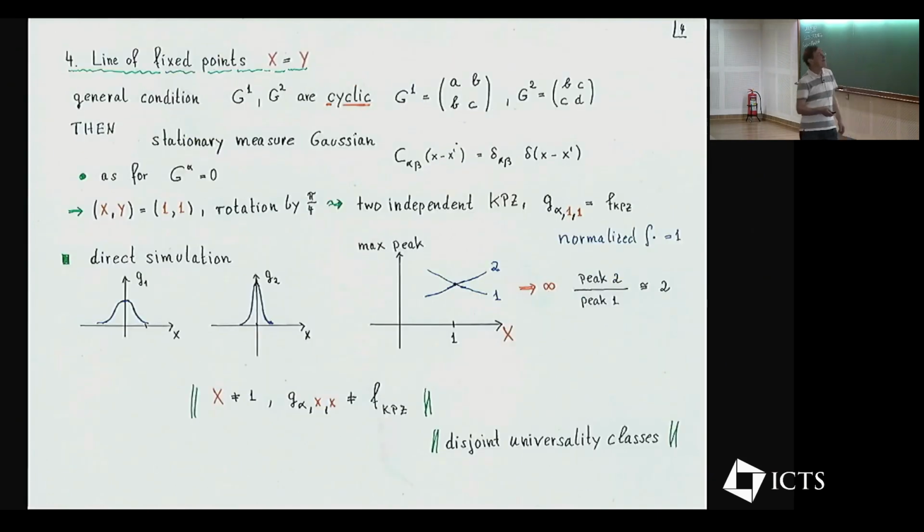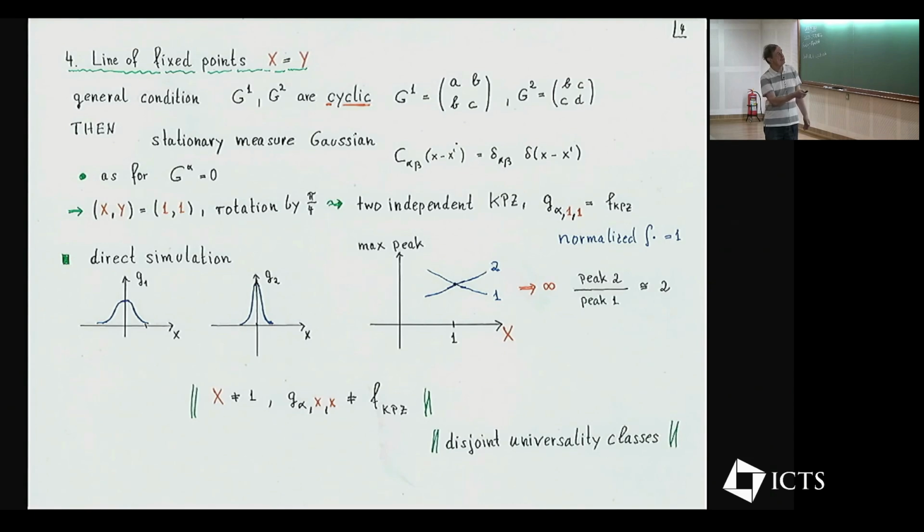Next, I always emphasize that we don't know so much about the steady states. That's certainly true, but there is one general condition where we can compute them. It's the analog of what we know in one dimension, namely if these two matrices, G1 and G2, which give you the coefficients of the quadratic terms, are cyclic. Cyclic simply means that they have this very particular form. In this case, we still know that the stationary measure is Gaussian, and the correlator of that Gaussian measure is white in space and delta correlated in the components.